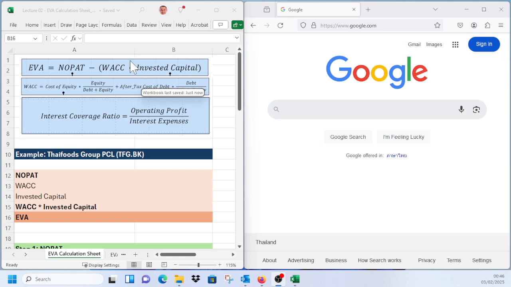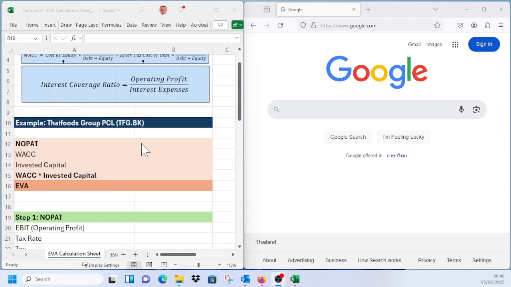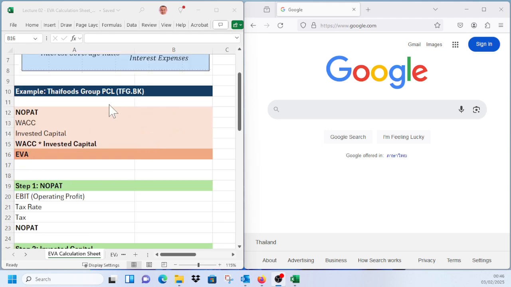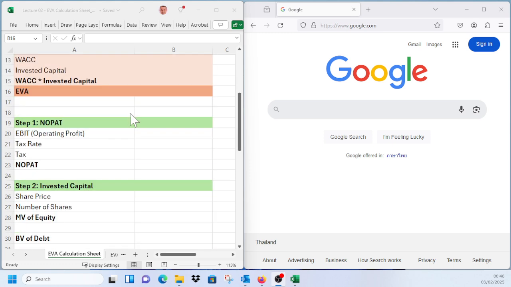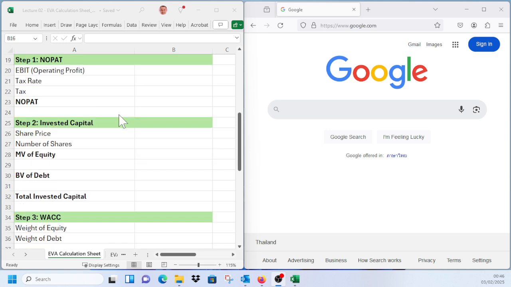As a reminder, I copied the key formulas to calculate EVA and also the sub-elements like the WACC and the invested capital. And on the right side, I have a search window, like a browser window, where we can look up those numbers. In this orange red box, we have the final outcome. So I skip over this first, and I would like to start with NOPAT.